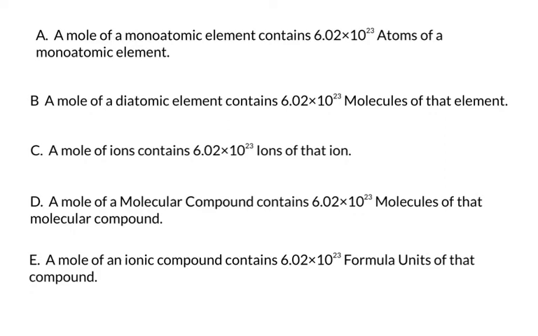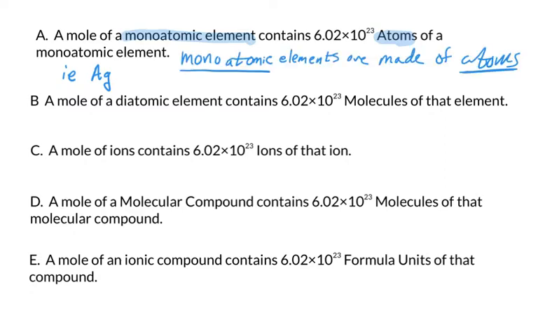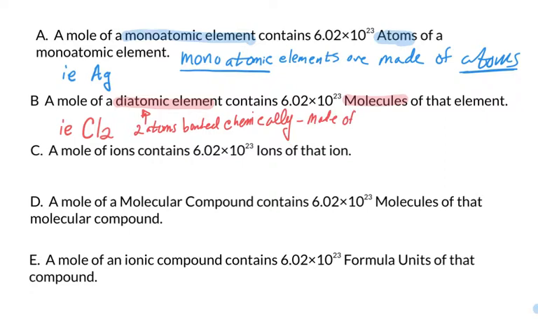We'll start with A. A mole of a monoatomic element contains 6.02 times 10 to the 23rd, again, mole just means that number, atoms of monoatomic element. So why atoms? Well, whenever we look at monoatomic elements, they're composed of atoms, so we're going to talk about the atoms. Letter B. A mole of a diatomic element contains 6.02 times 10 to the 23rd molecules of that element. Here again, we're looking at an element, but in this case it's diatomic. There are 2 atoms bonded together, making that a diatomic element. Now those atoms are both nonmetals, so we know that we have molecules.